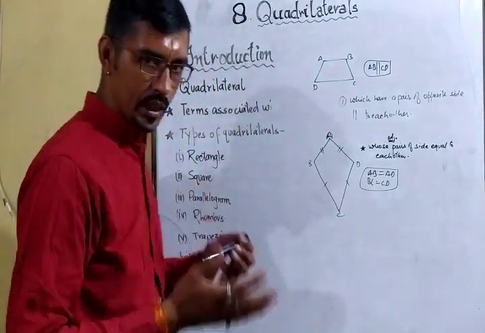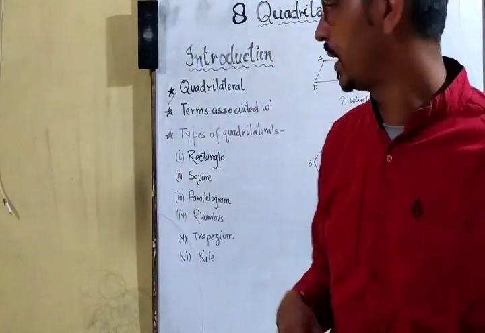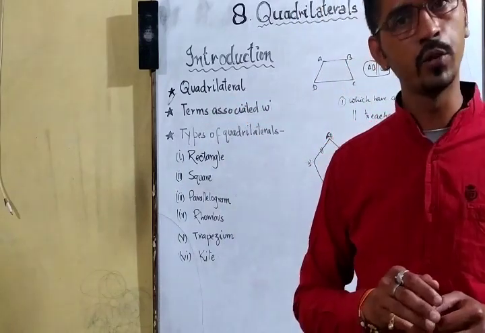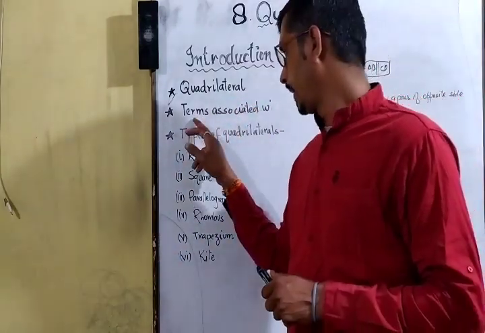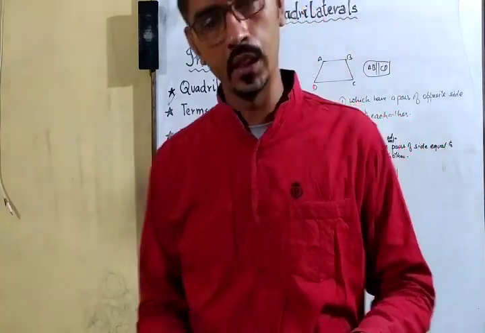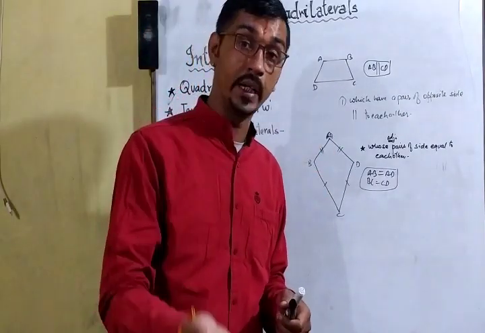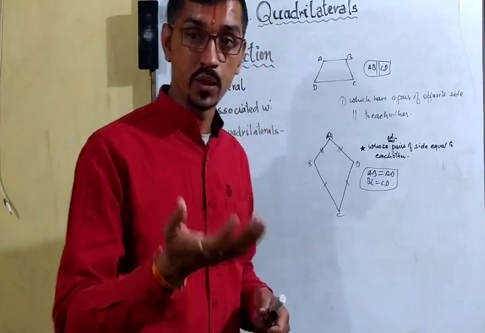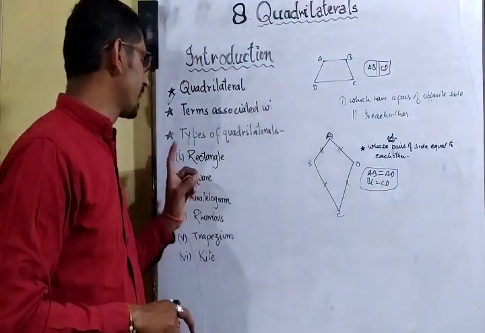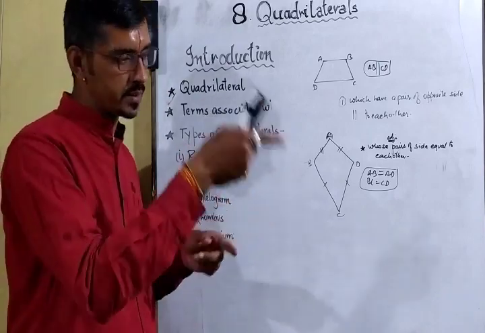So what we have learned in this video, in the introductory video of the quadrilateral chapter, we have learned what is a quadrilateral. So you have to write the definition of quadrilateral in your notebook. And we have learned the terms associated with quadrilateral. So you have to write the terms associated with the quadrilateral. That means what are adjacent sides, what are vertices, how many angles are there, and what are opposite angles. You have to write in notebook. And types of quadrilaterals.